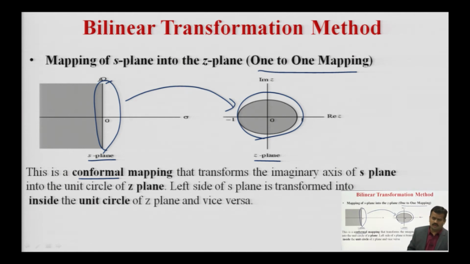So, this is also called conformal mapping, one-to-one mapping, not many-to-one. This is the difference between the bilinear transformation method and the impulse invariant method, and it overcomes the limitation of the impulse invariant method. So, it removes that, and it will be appropriate for designing IIR digital high pass filters and some band reject type of filters. That was not okay in the case of the impulse invariant method.